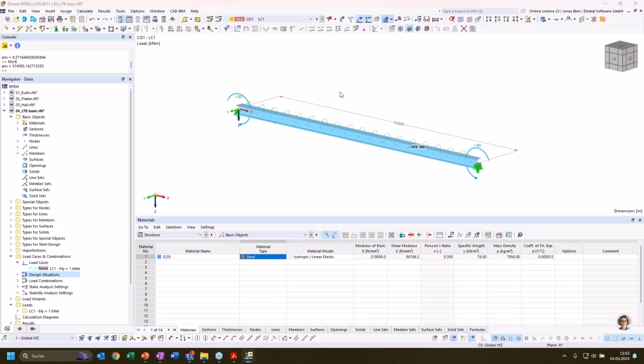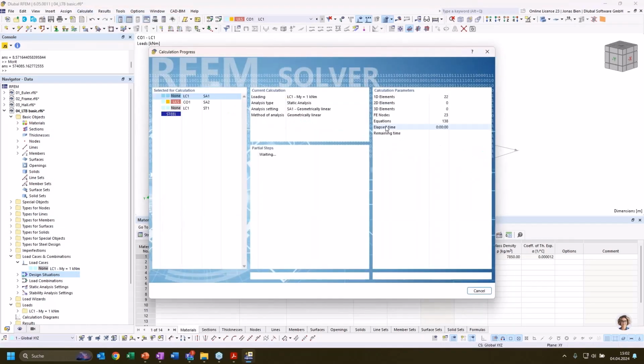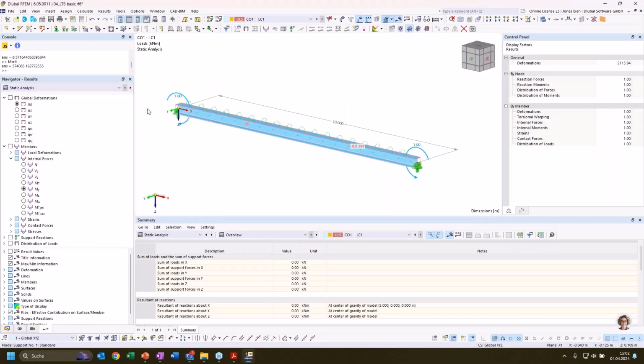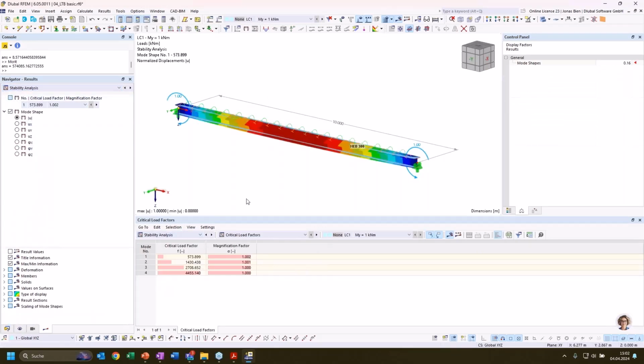And if we now do the calculation, so we are now running a static analysis, then the structural stability analysis of this member, and then the steel design analysis. Let's check the results and compare them. So first, in the stability analysis, it seems like nothing has changed. We have still a critical bending moment of 574 kilonewton meter.